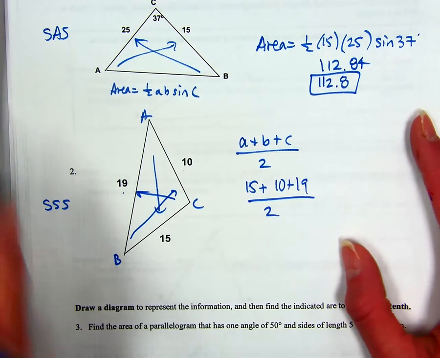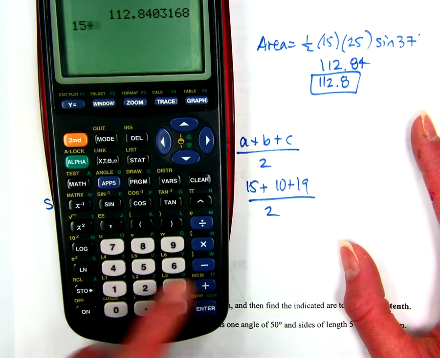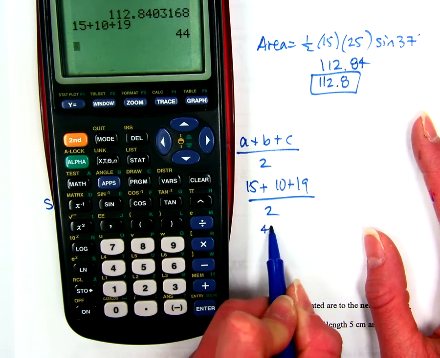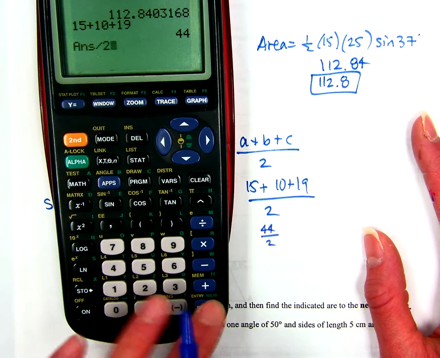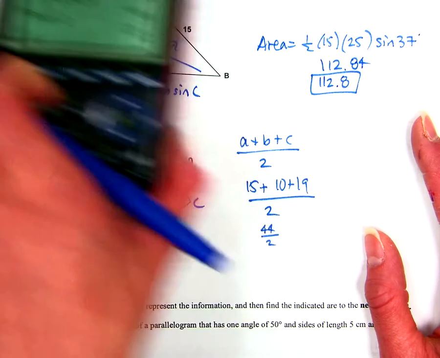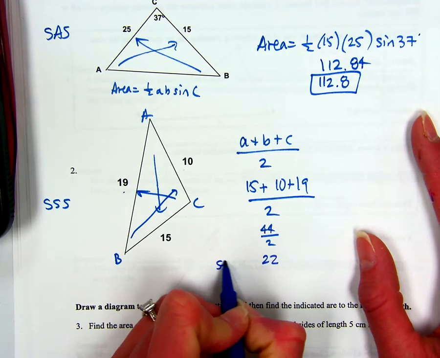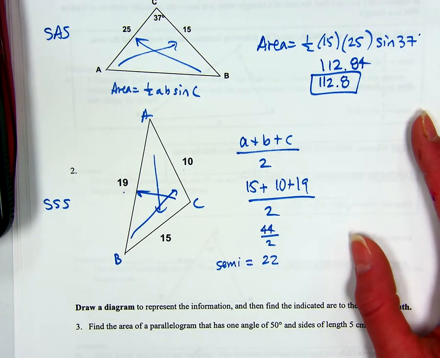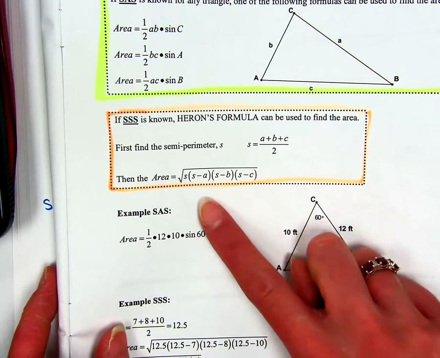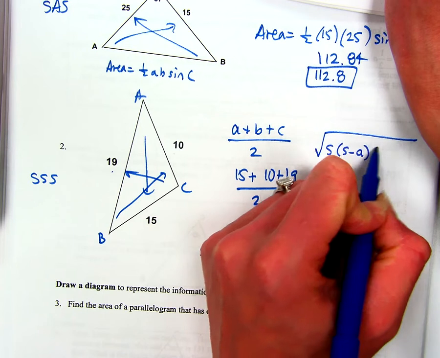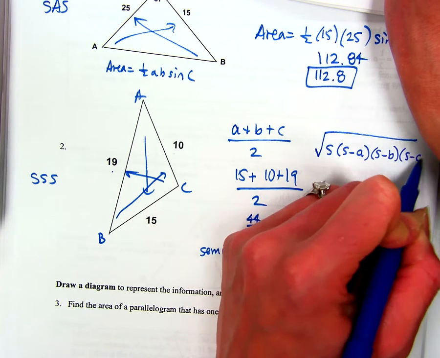The semi-perimeter is just half of your perimeter. You guys already know what perimeter is: add up all the sides. That's 44 divided by 2. Make sure you hit enter for the numerator and then divide by 2. So my semi-perimeter is really 22. Now that's the first part of the formula. Once you have the semi-perimeter, you're going to use this formula: the square root of S times S minus A times S minus B times S minus C.